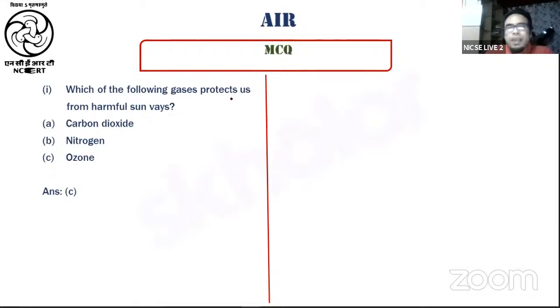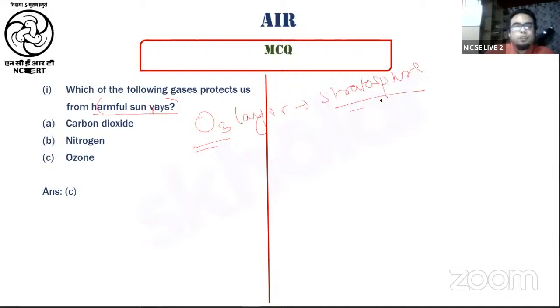Okay, let us deal with 2 very simple questions which are found in your NCERT. Firstly, which of the following gases will protect us from the harmful sun rays? As we have already seen, it is ozone, right? Where is the ozone layer found? The ozone layer is found in the stratosphere, right? So the correct answer is ozone, right?